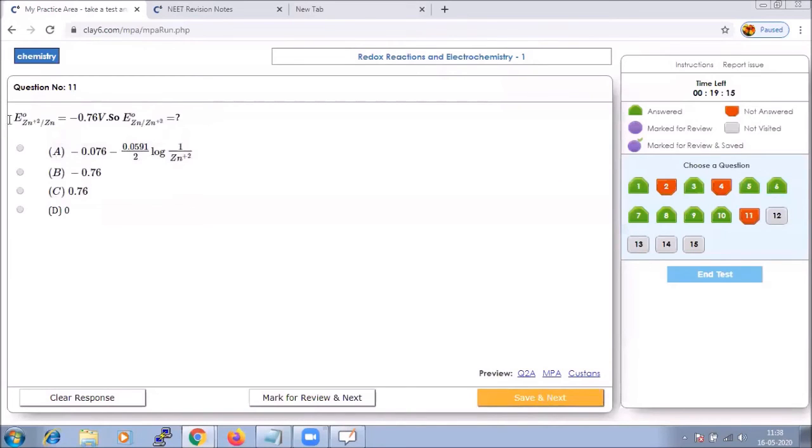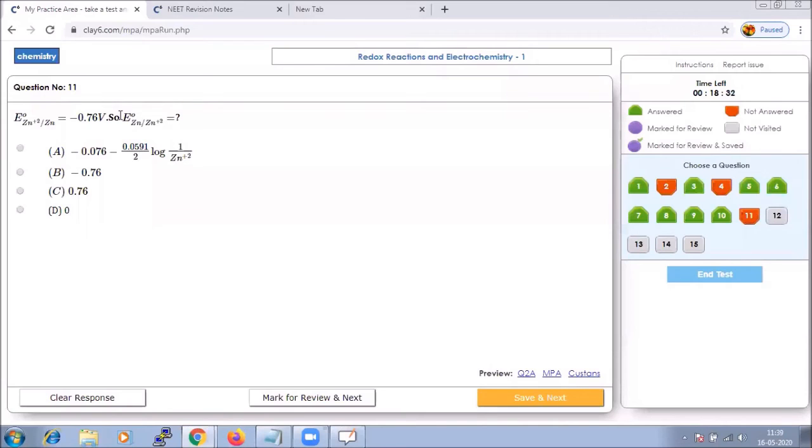They have asked us for E naught of Zn2+ to Zn, and they have given the E naught of the vice versa portion. That is, from Zn2+ it is converting to Zn, and for the other one we have to give the vice versa value. So for any electrode, we should remember that one is being reduced and for the other they are asking for oxidized.